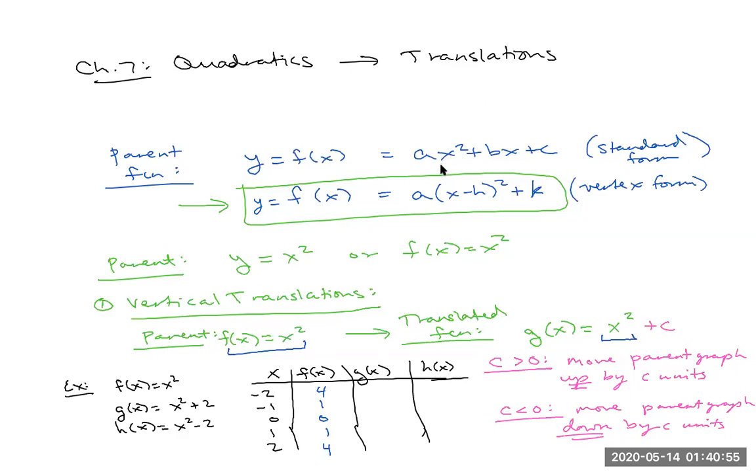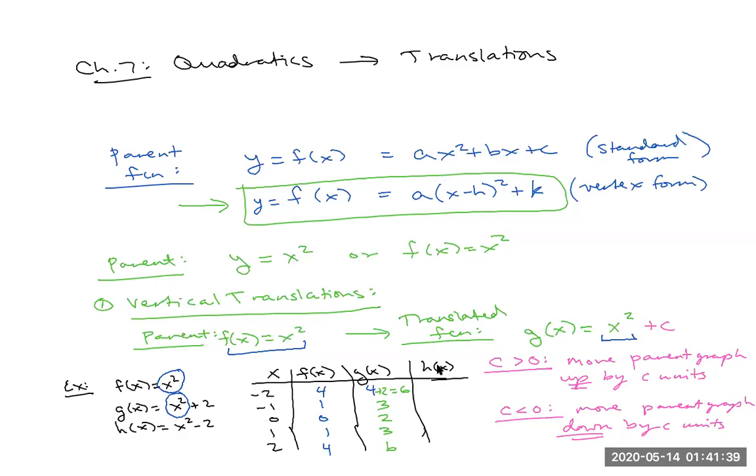Now for your translated functions, for g of x, remember, if I plug in -2 for x, I'd get 4 from this portion. So I would still get 4 from this portion, but now I'm adding 2 to that. So it's going to be 4 plus 2, which comes out to 6. You'll do this similar thing for your other y values here. So we're going to add 2, add 2, add 2, add 2.